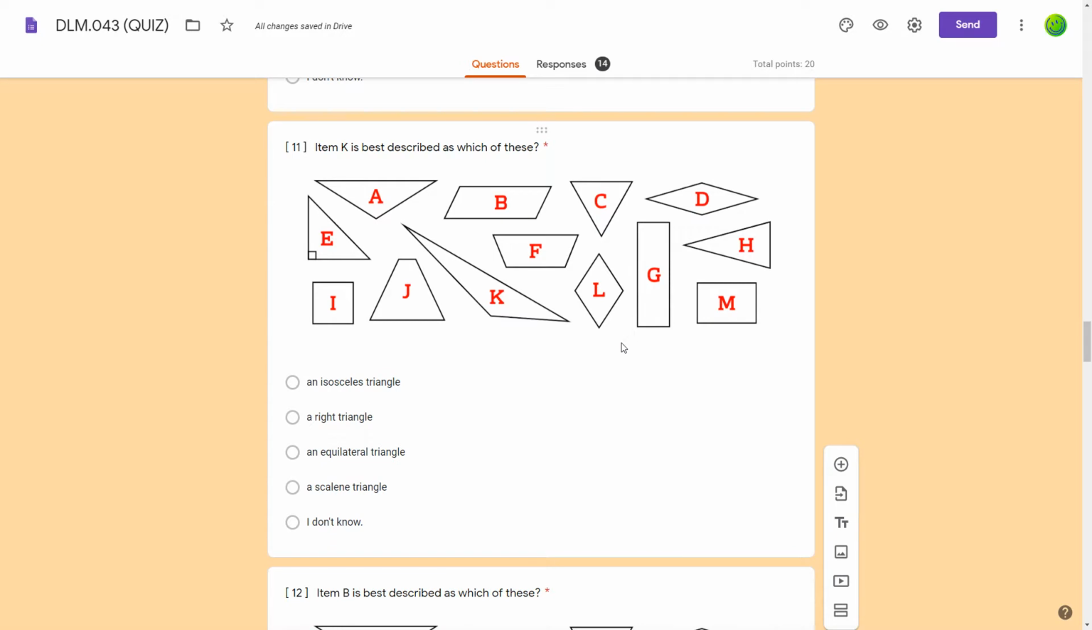11. What is item K? That's easy. Item K is a triangle. And a triangle where it has a long side, a medium length side, and a short side, that's called a scalene triangle.